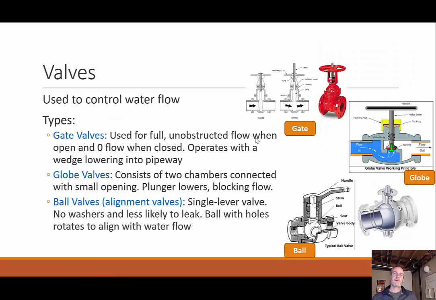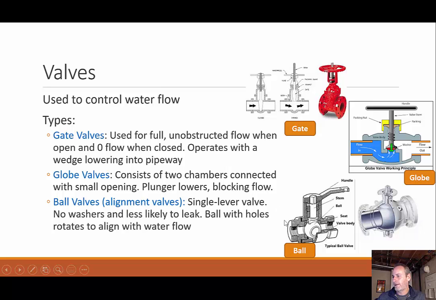To control the flow of water, we use these things called valves. The different types of valves. We could have a gate valve, and I can see the way a gate valve works is there's this wedge that can raise and lower based on this handle up here. As I turn this, it would raise that gate, and if I lower the gate, then of course it decreases the flow. Used for full unobstructed flow when open, zero flow when closed.